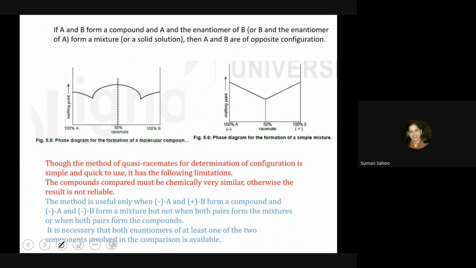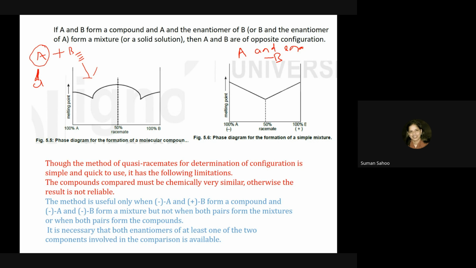So these two are A and B. When A and B form a compound, and A and the enantiomer of B, suppose I just say minus B, the other isomer of B, gives you a solution, then we can say that A and B are of opposite configuration. Suppose we know the configuration of A, or that the chlorine or bromine, whatever group, is off the plane. The group where it differs has to be down the plane.